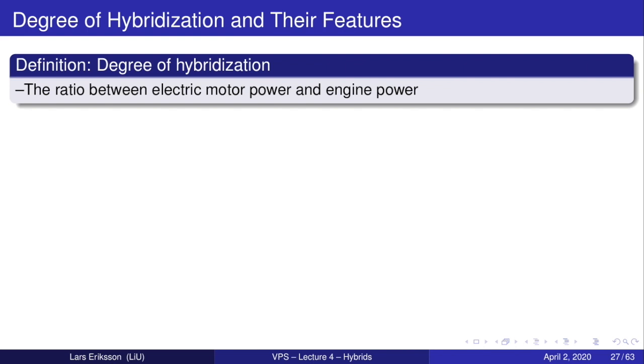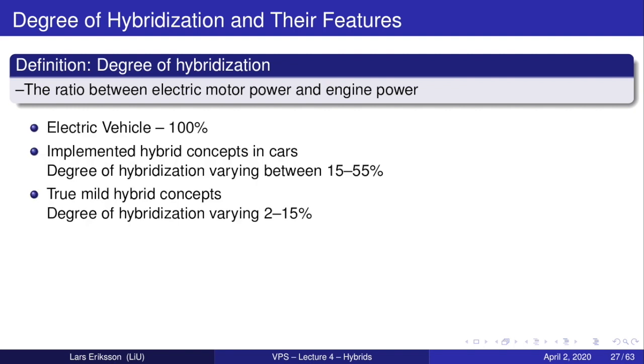When you're designing hybrids, you can think of utilizing components of varying sizes, and the degree of hybridization is related to how big an electric machine you have chosen in relation to the engine power. That is the definition of the degree of hybridization. An electric vehicle does not have any engine, so then it's 100%. The implemented hybrid concepts in cars have a degree of hybridization varying between 15 and 55%, showing that in hybrid vehicles, there's still a dominating propulsion part with combustion engines. Then we have mild hybrids, where the degree of hybridization varies between 2 and 15%.